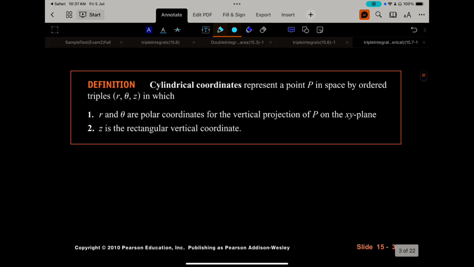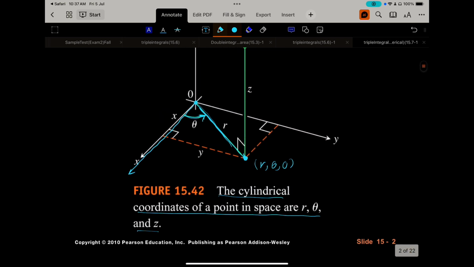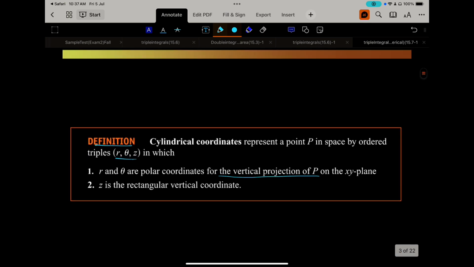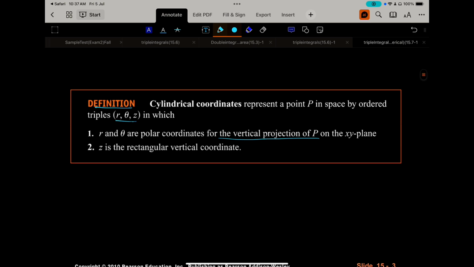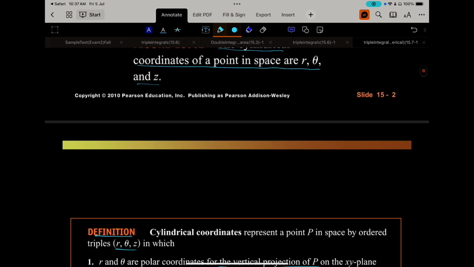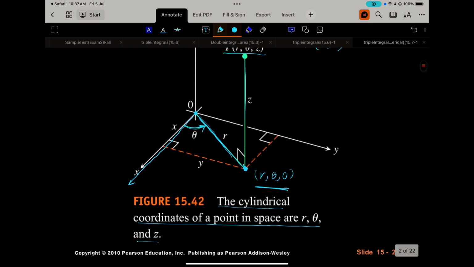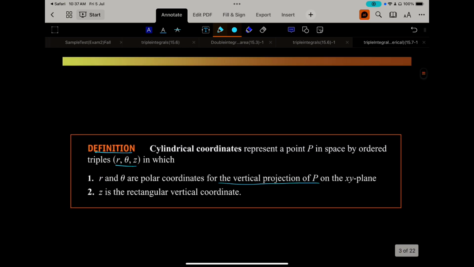And so we have here our definition. Cylindrical coordinates represent a point P in space by ordered triples r, theta, and z, in which r and theta are polar coordinates for the vertical projection of P on the xy plane. As we said, the vertical projection of P, this point, on the xy plane, these represent r and theta, and z is the rectangular vertical coordinate, so the distance that we need to go up in this axis.